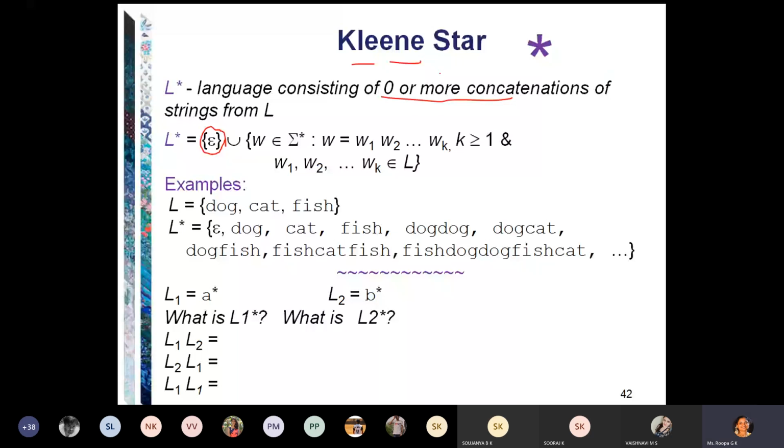L is given by dog, cat, and fish, star. We can list like this: epsilon, just one dog, cat, fish. Then dog 2 times, dog, cat, or dog, cat, fish. Or see here, fish, cat, fish, and here fish 2 times, dog 2 times, once again fish, once again cat, and then you can see dot dot dot. That means an infinite number of strings can be formed using these 3 components or the elements.